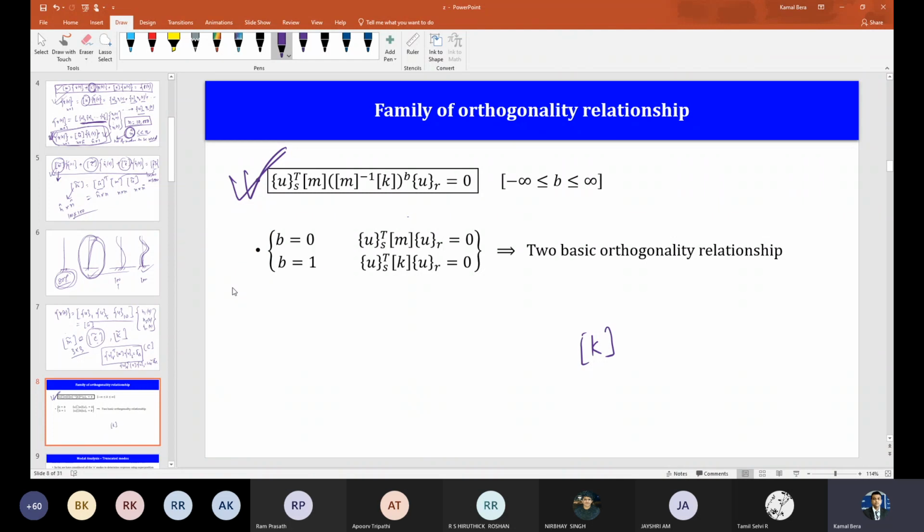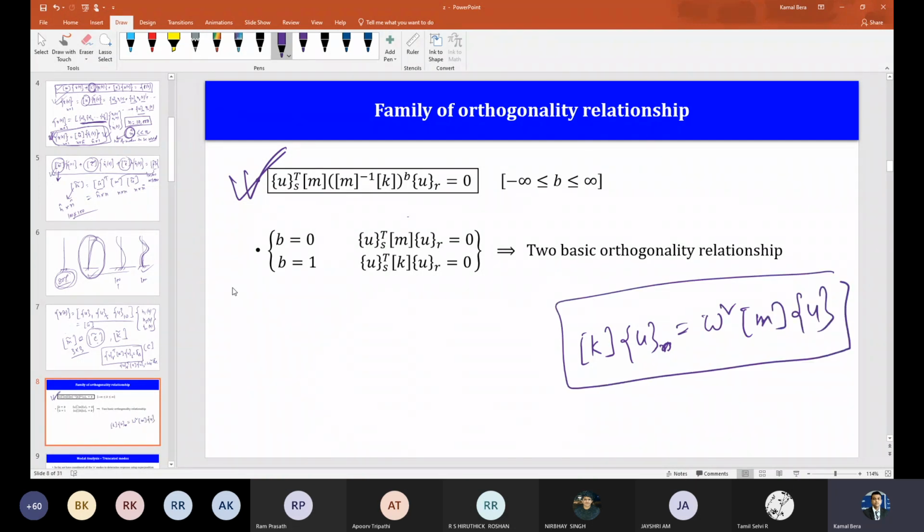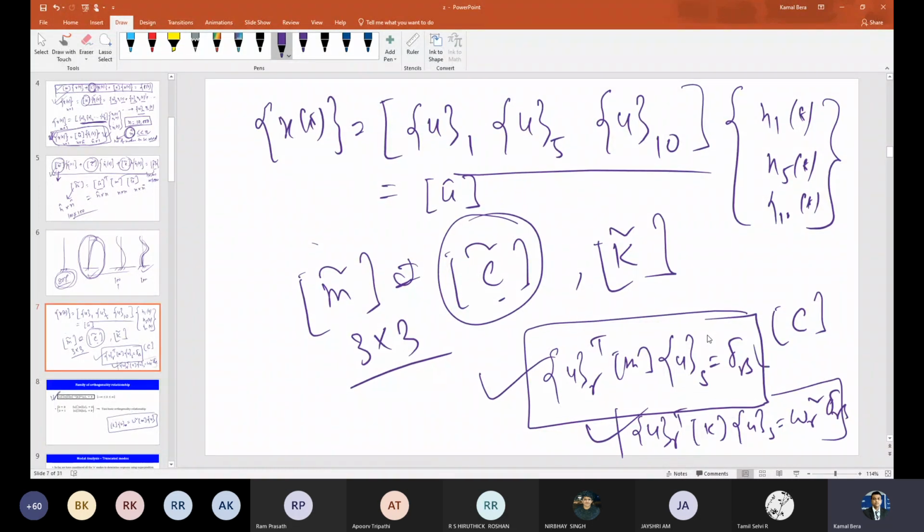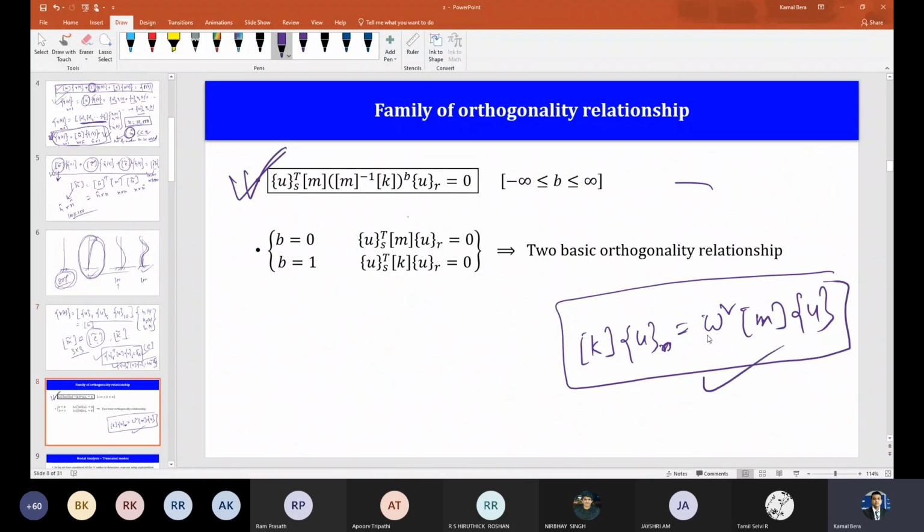So first try by yourself. K times U_r, let's say for the rth mode, will satisfy all the modes: omega squared M times U. So this is your eigenvalue problem, right? And then you have the two orthogonality conditions, right? Using this and this, try to prove this.